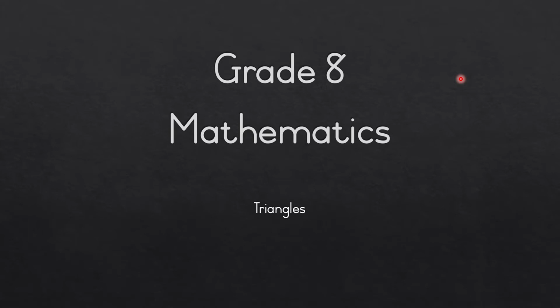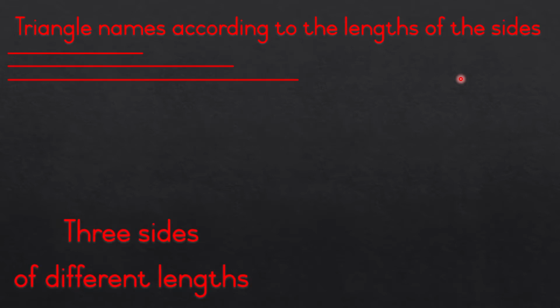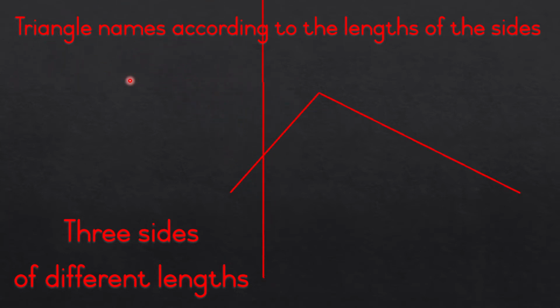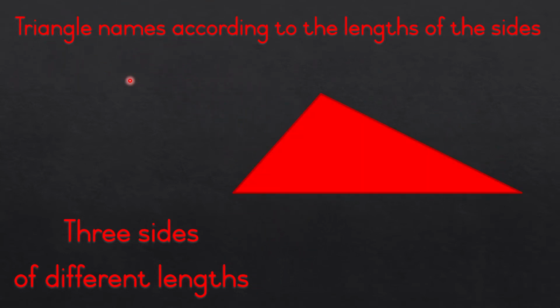So when we name triangles, we can name them according to the length of the sides. So in this one, we are using 3 sides of different lengths. There are our sides. Let's place them to form a triangle. And then we have a triangle that looks like that. Again, 3 sides of different lengths. That is called a scalene triangle.